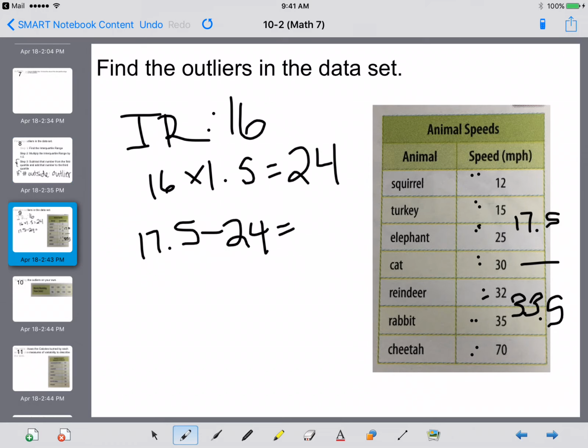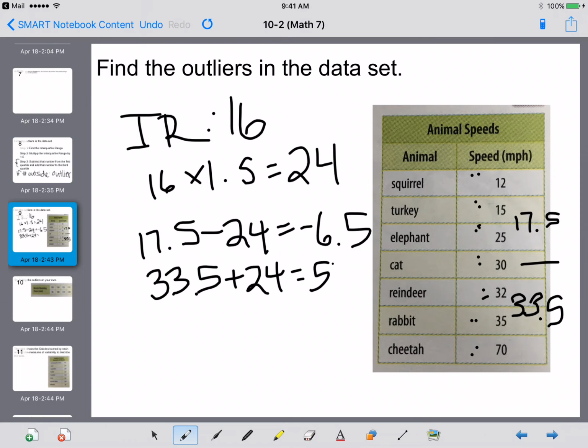And you're allowed to use calculators here. I'm not going to pick on you for that, but make sure it is an actual calculator, please. We end up with negative 6.5. Then we need to add that to our third quartile. So we have 33.5, and we need to add 24 onto it. And we end up with 57.5.